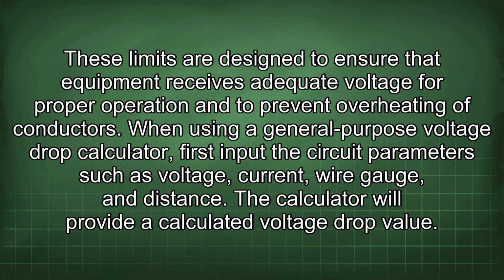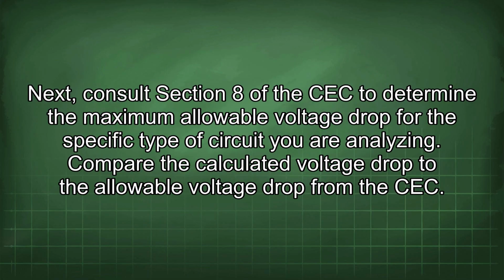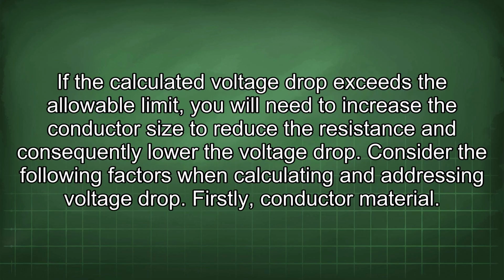When using a general-purpose voltage drop calculator, first input the circuit parameters such as voltage, current, wire gauge, and distance. The calculator will provide a calculated voltage drop value. Next, consult Section 8 of the CEC to determine the maximum allowable voltage drop for the specific type of circuit you are analyzing. Compare the calculated voltage drop to the allowable voltage drop from the CEC. If the calculated voltage drop exceeds the allowable limit, you will need to increase the conductor size to reduce the resistance and consequently lower the voltage drop.